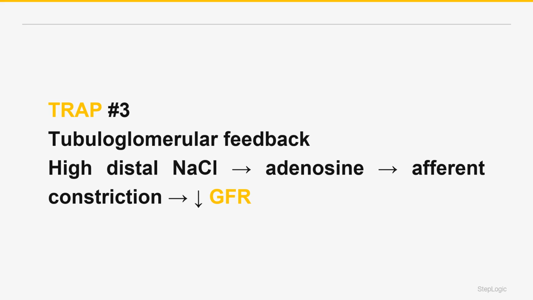Trap 3. The macula densa senses distal sodium chloride. High delivery means GFR is too high, so it releases adenosine to constrict the afferent arteriole and bring GFR back down. Low NaCl does the opposite and triggers renin.